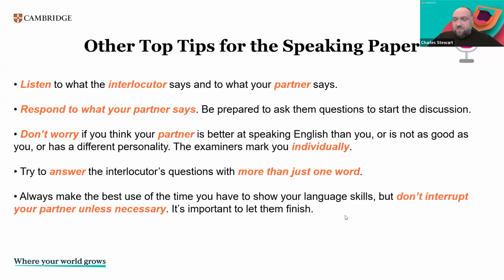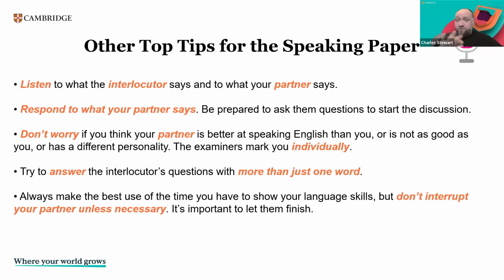Always try your best to make effective use of time. Make sure that you have enough time to show off your English skills, your English ability. This is what you're being assessed on. But do not interrupt your partner unless it is absolutely necessary. If your partner is talking a lot and not giving you a chance to speak, the examiner, the interlocutor is trained to step in and pause the conversation and direct a question towards you. That way, you will also get an opportunity to speak.